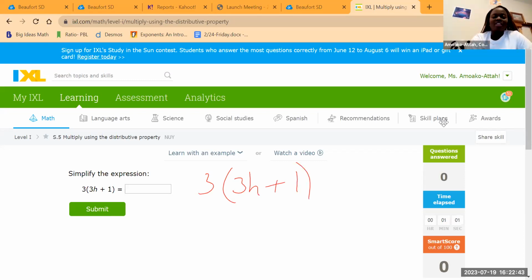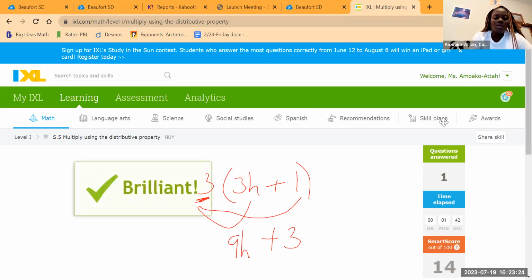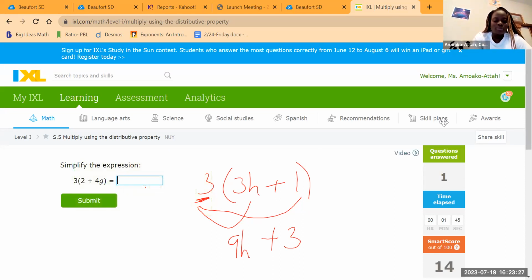All right, so 3 parentheses, 3h plus 1. This means that the 3, the number outside the parentheses, will multiply everything inside the parentheses, right? Good. So 3 times 3h will give you 9h, plus 3 times 1 will give you 3. So your final answer for this will give you 9h plus 3. So let's see whether we are correct. 9h plus 3. Oh, that is excellent, guys. Good job.